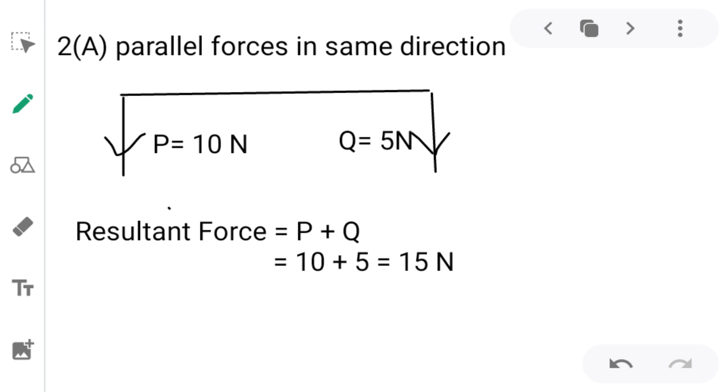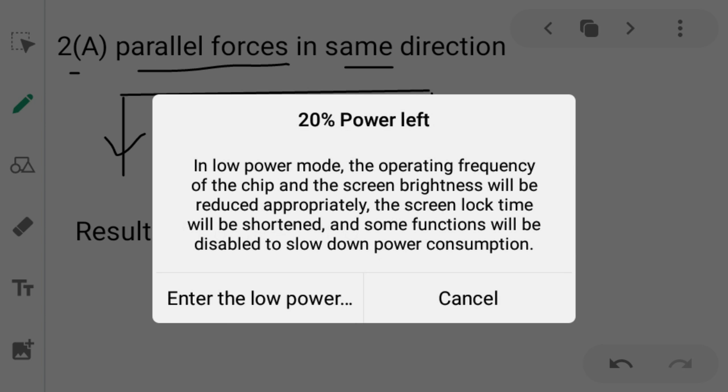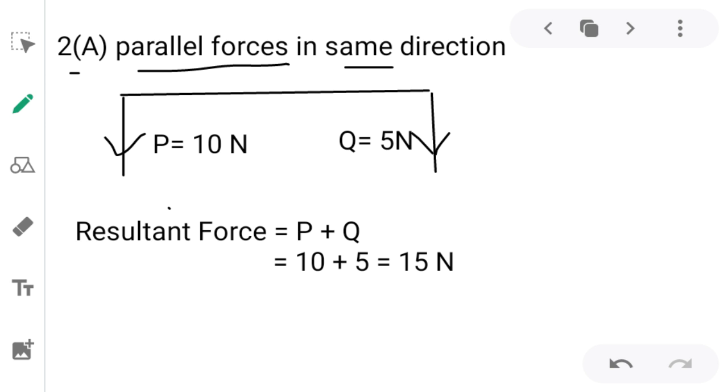So let's take the second type, the forces are parallel in same direction. The parallel forces in same direction. You may observe in the diagram both P and Q are parallel forces. They are in the same direction. Hence they get added. The resultant force will become P plus Q. So resultant force will be 10 plus 5, 15 Newton. The resultant force will be in the same direction of both P and Q as they are in the same direction.